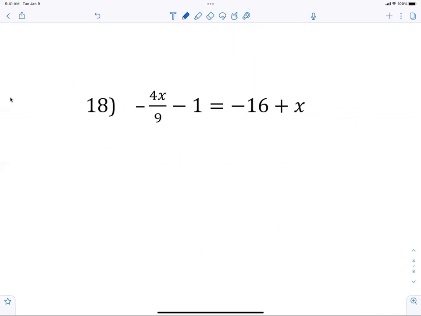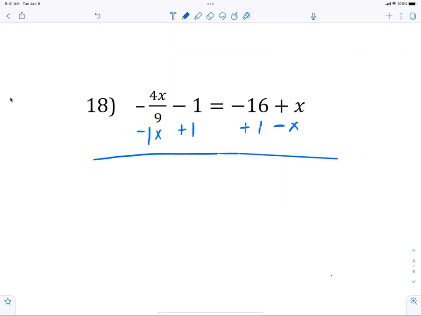I added 1 to 16. Added 1. Perfect. Yeah, negative 15. And then what do I do? Subtract x. Negative 5x. Now, here's where you got to be careful. The 1 and the negative 1 cancel. The x and the negative x cancel. So what's negative 16 plus 1? That's negative 15. Yes, negative 15 equals.